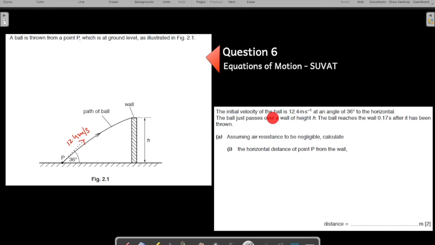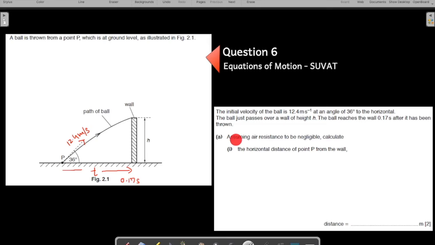The ball just passed over a wall of height h. The ball is passing over this wall. The ball reaches the wall at 0.17 seconds. Now the time to reach the wall is also given to you, which is 0.17 seconds. These 2 pieces of information are given, assuming that the air resistance will be negligible.